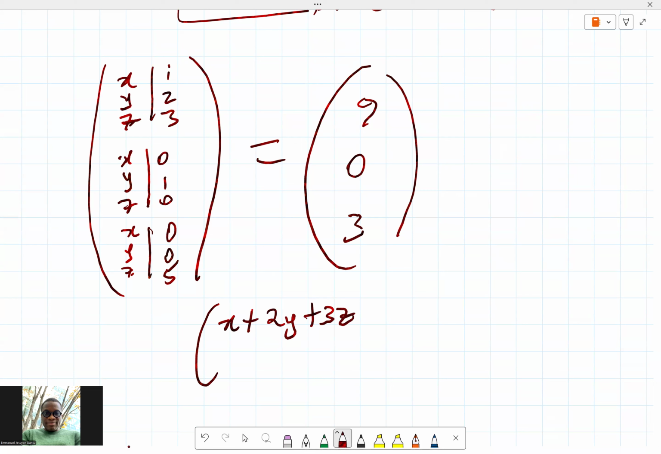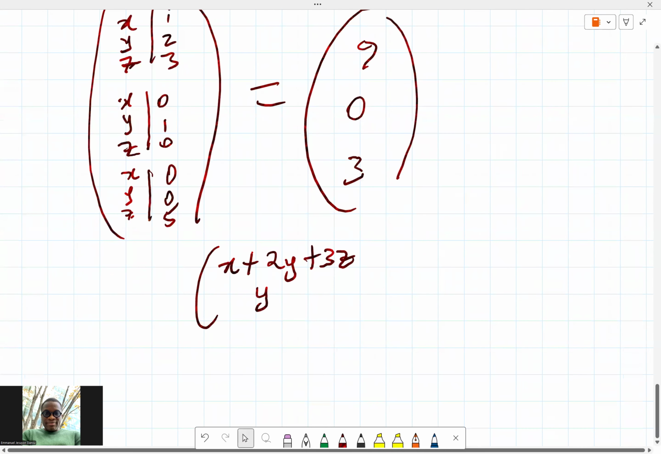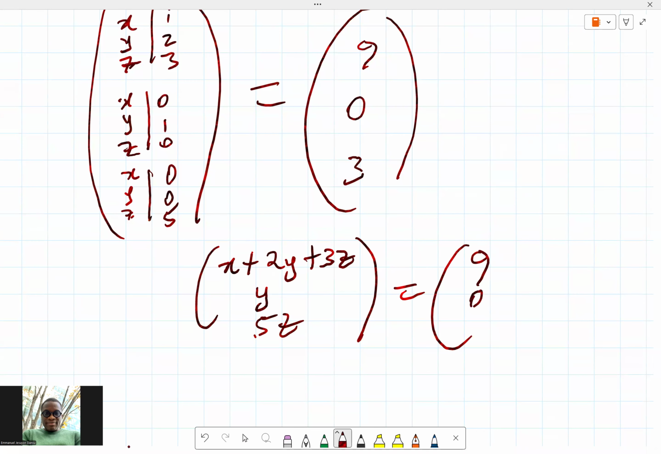Then coming here, this is just y is equal to 0. I mean, that's an easy one. Oh, sorry, this is just y, right? This is just y. X times 0 is 0. Z times 0 is also 0. Then we have y times 1 is 1. Then coming down, we have 5z, and all of this is equal to 903.